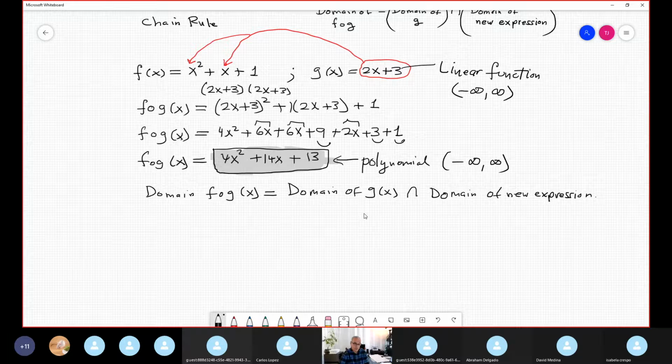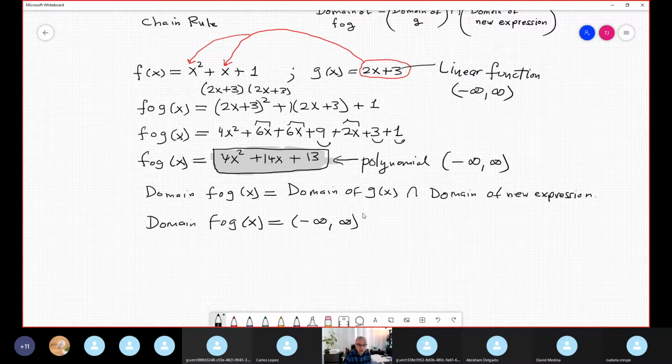Entonces, ¿cuál es the final answer? The final answer is the domain of F composition G is all real numbers. I promise you I'll show another example more interesting in which it's not all real numbers. But in this case, yes. Any questions so far? Do you follow me? Yes. Okay.